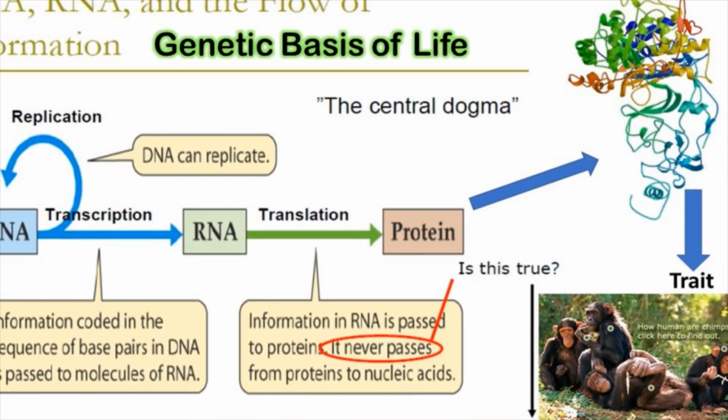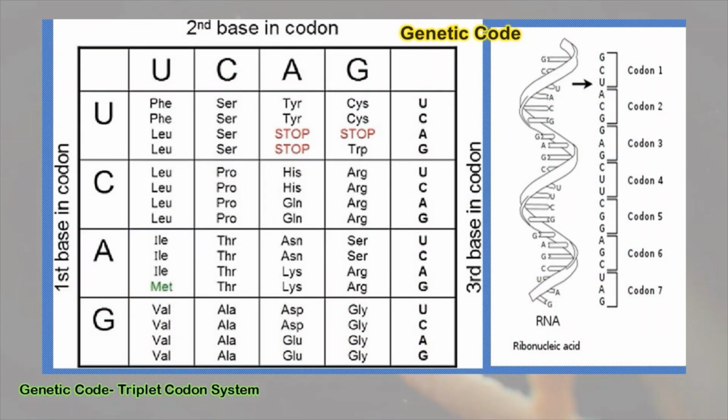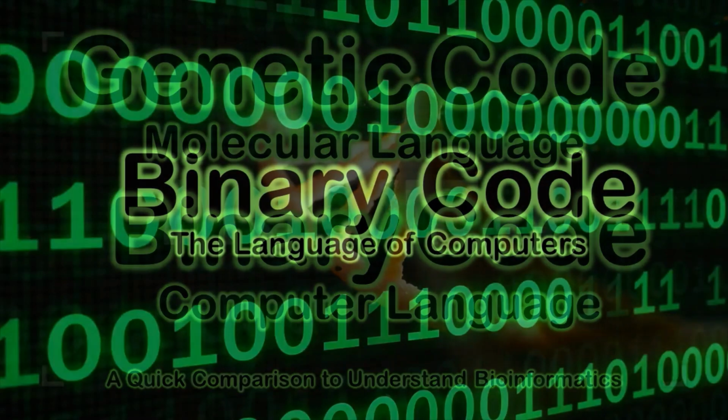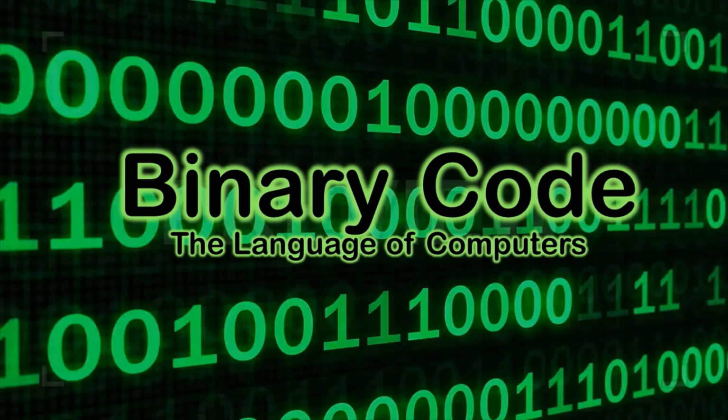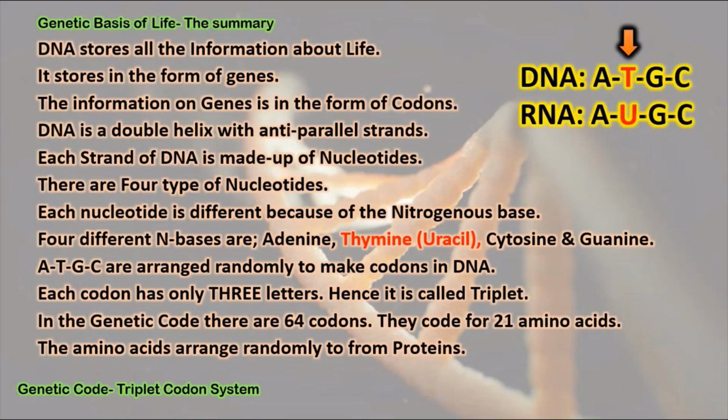Usually, AUG is the initiation codon, which also codes for methionine. It is there in the beginning of each and every gene. Similarly, UAA, UAG, UGA are the termination codons, which end the process of translation. Genetic code is a molecular language. It's a natural language. On the other hand, we have a language that is used by computers called binary code system or binary language.